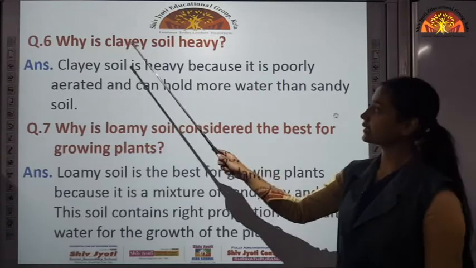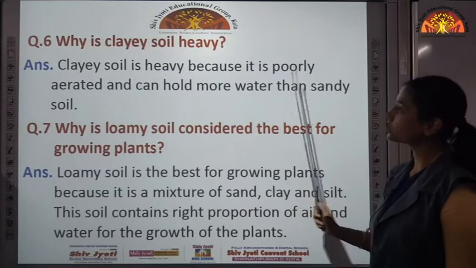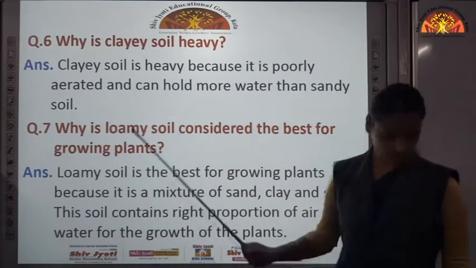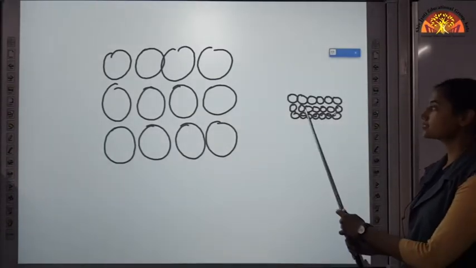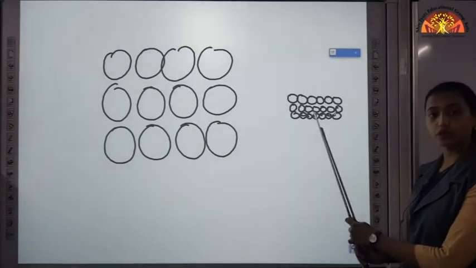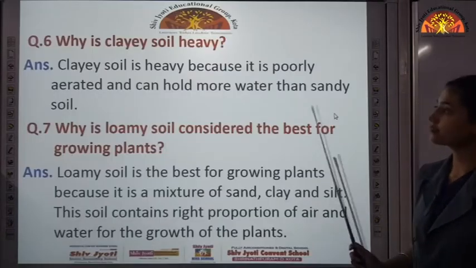Then why is clay soil heavy? Clay soil is heavy because it is poorly aerated and can hold more water than sandy soil. This is our sandy soil. It has less space for air, but it can hold a good amount of water. So, that is why this clay soil is heavy.